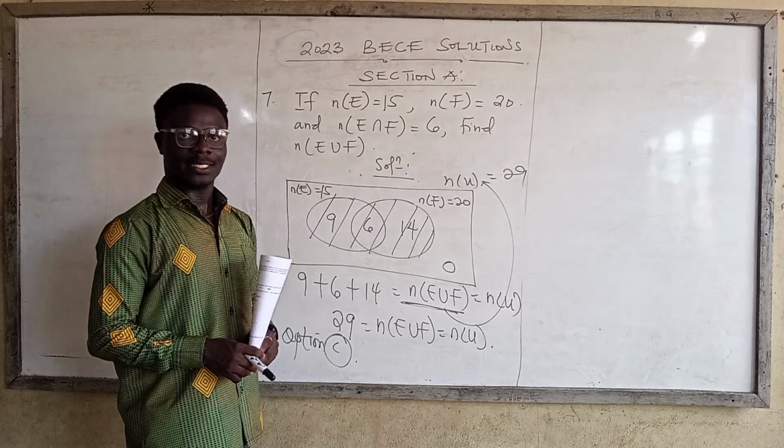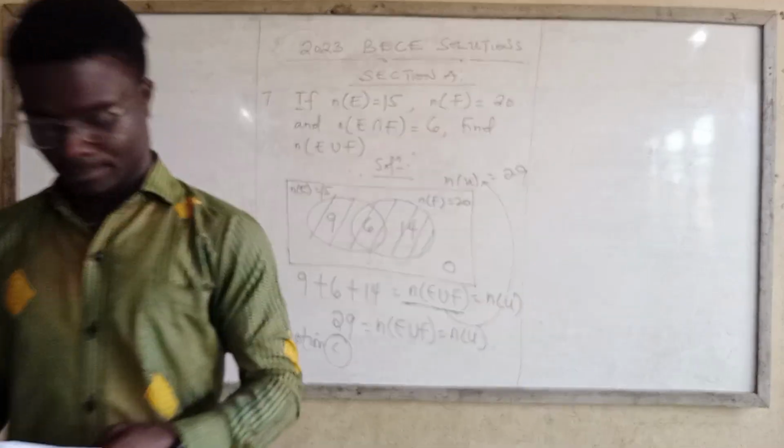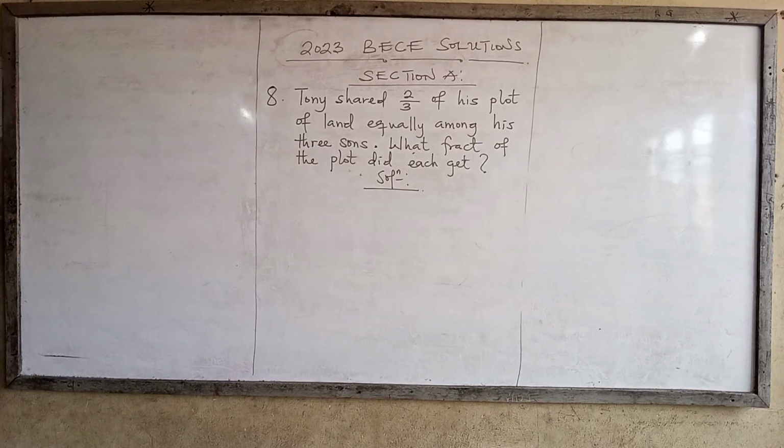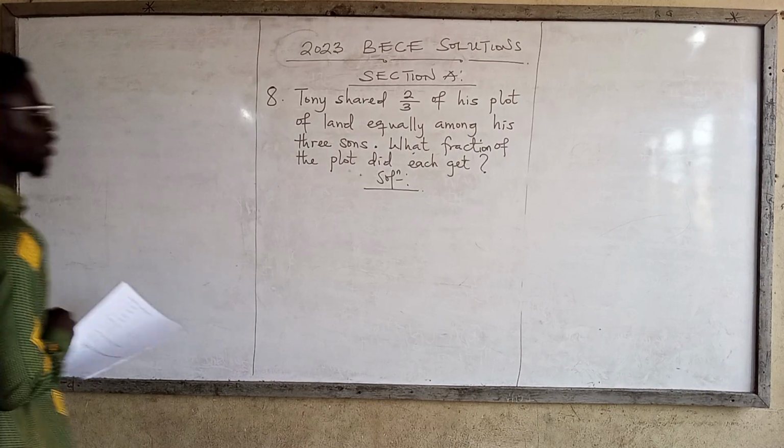Let's proceed to question 8. All right, question 8. Tony shared two-thirds of his plot of land equally among his three sons. What fraction of the plot did each get? So now let's see the solution.